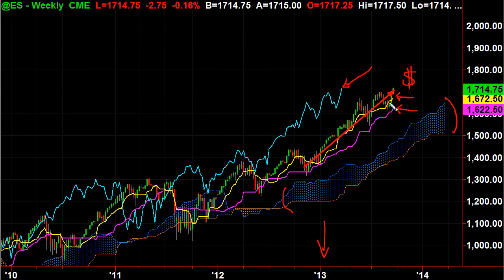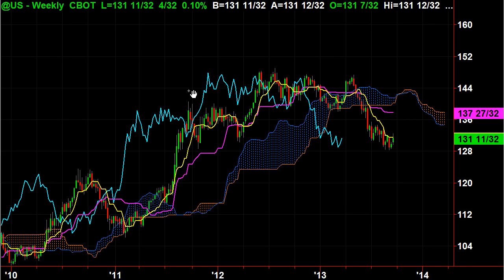So if you look at the price action, if it is above the cloud, that's a check. If it's above the yellow and the purple, that's also a check. And if the lagging line is pointing up, then you should go higher. So that's a good example on a weekly chart of the ES. Let's take a look at something that's trending down, which would be bonds.